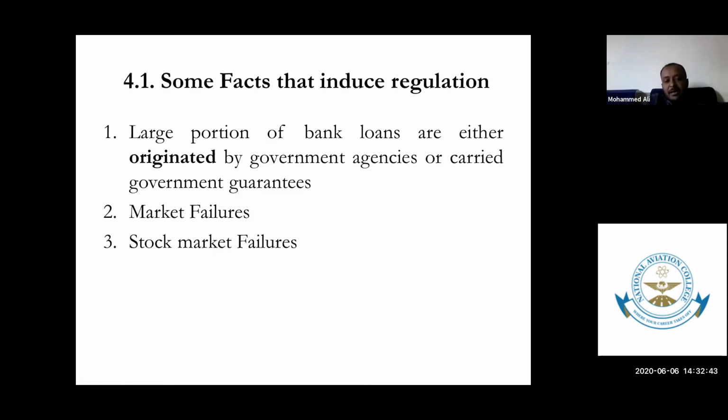Okay, the second one is why the financial sector needs to be regulated. These are the factors that initiate regulation of the financial sector. These factors can be broadly classified into three. The first one is that a large portion of bank loans are either organized by government agencies or carry government guarantees. The second one, market failure. The third one, stock market failure.